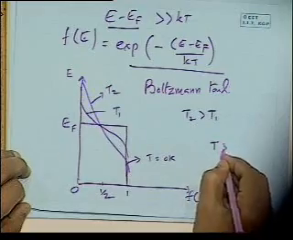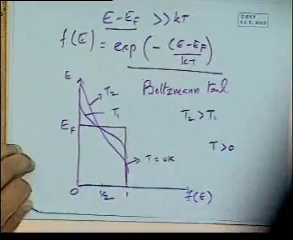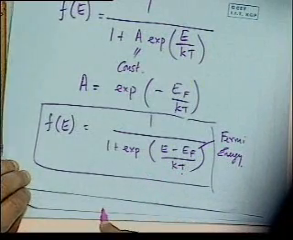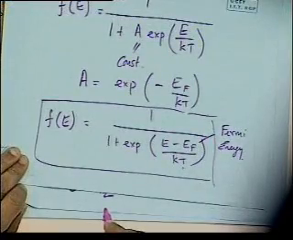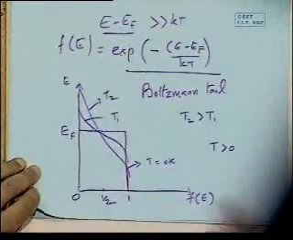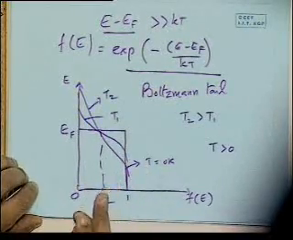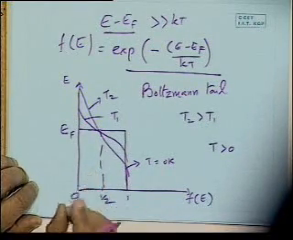For T greater than 0, what will we get for the Fermi-Dirac function? T greater than 0, E equal to EF, what will happen to the Fermi-Dirac function? Half, right? And that's what has been plotted here in this figure. At any temperature greater than 0 Kelvin, the probability of the electron having energy E equal to EF is half.